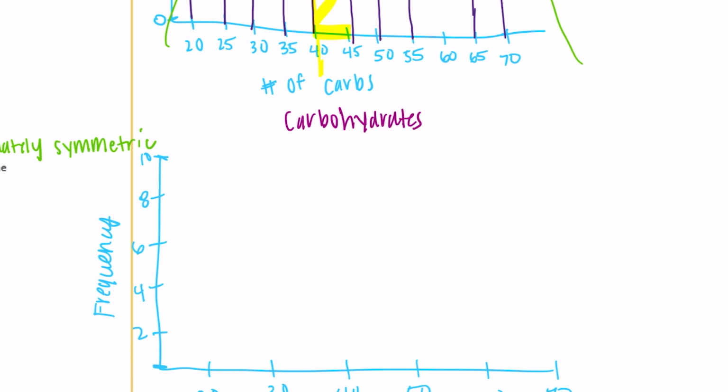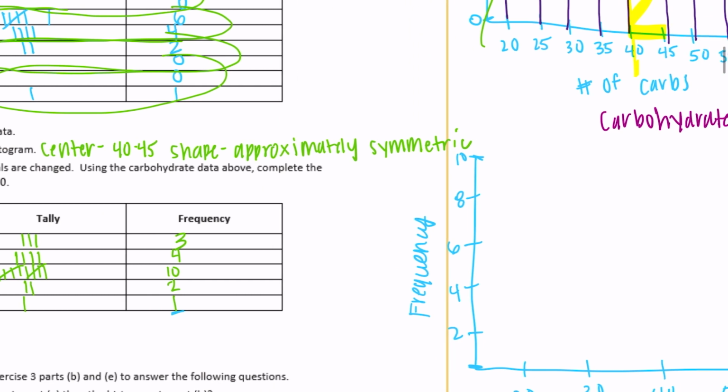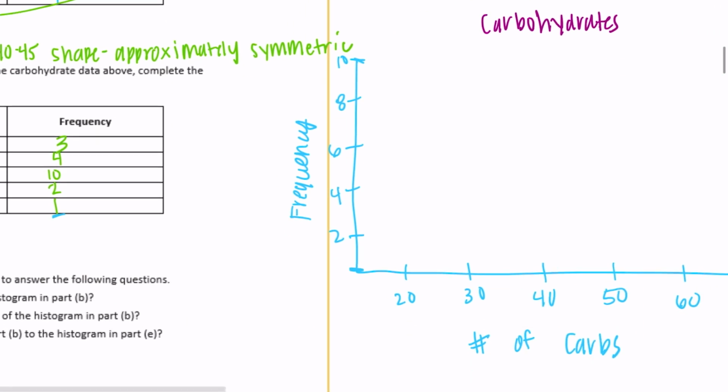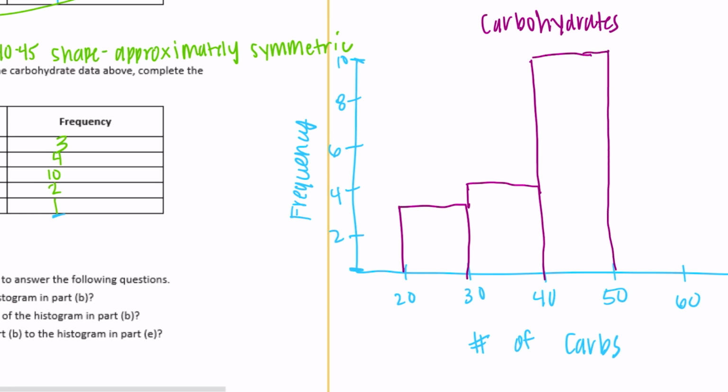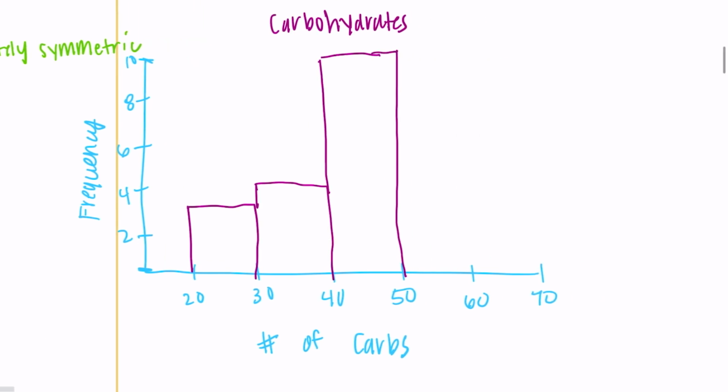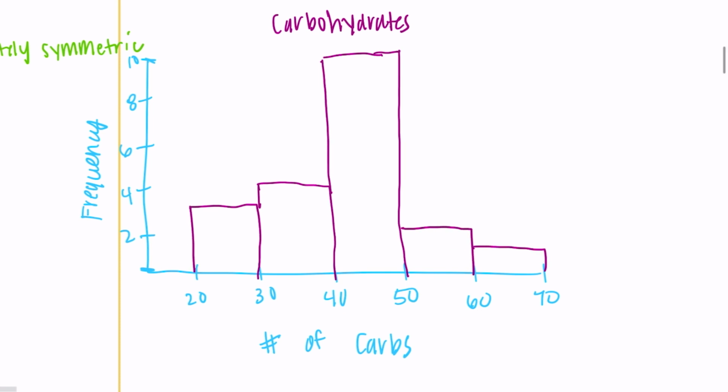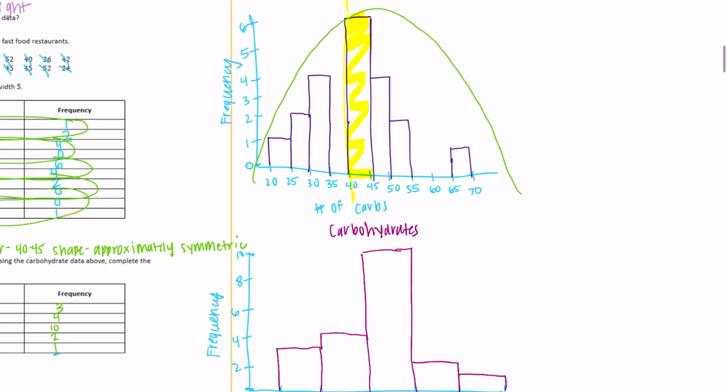So it's a similar graph, we're just combining some intervals here. So the frequency for the 20 to 30 was 3. We can go up to the middle of that. 30 to 40 was 4. 40 to 50 was 10. 50 to 60 was 2. And 60 to 70 is 1. So if we were to compare these two, they're showing the same data, just in different intervals. So you can see how they compare here.